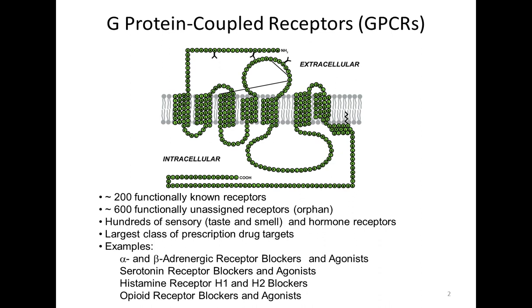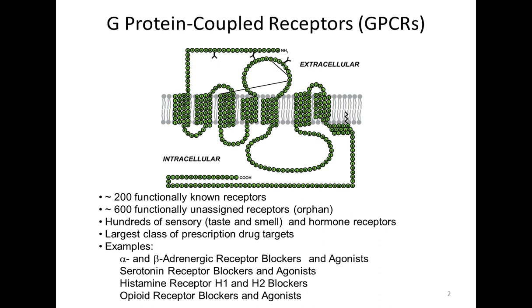G protein-coupled receptors, also referred to as 7 transmembrane receptors, are characterized by 7 spanning helical regions, and this is the largest family of membrane proteins. There's approximately 800. The majority of those, however, are referred to as orphan receptors. We don't necessarily know what ligands bind to those particular receptors.